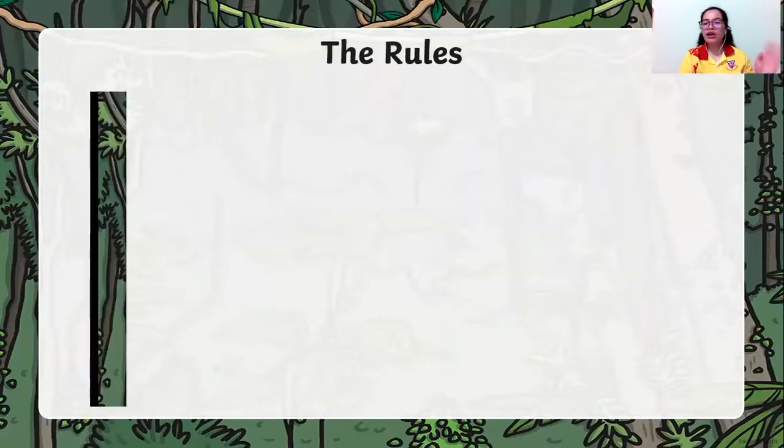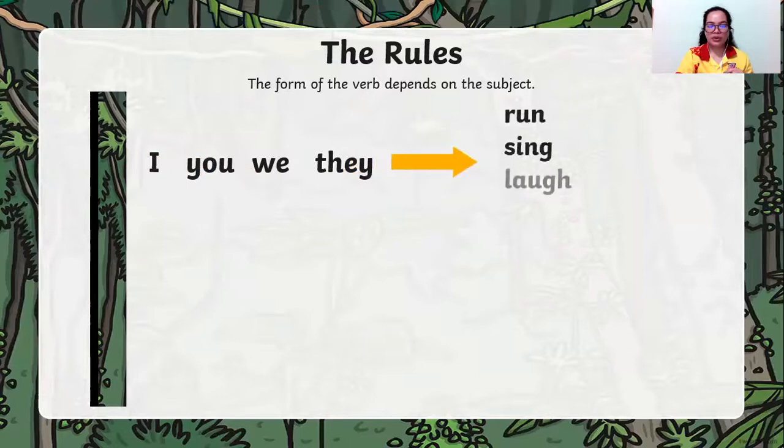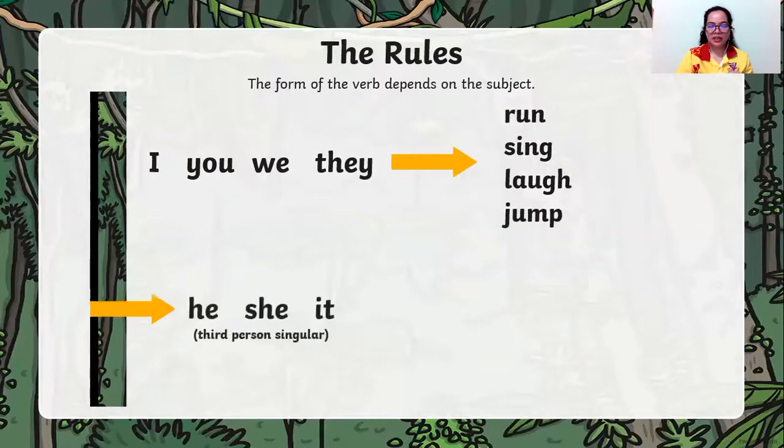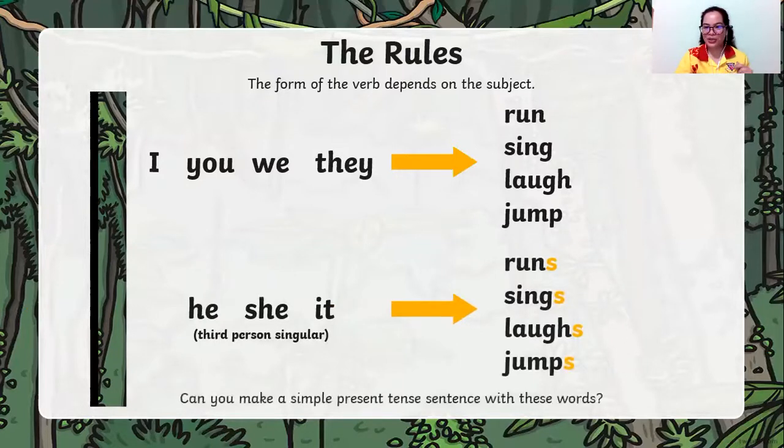Rules. Okay, so although we have that singular pronoun have S on the verb, plural pronoun doesn't have an S, but we also follow the rules. When are we going to have an S with our verbs? Okay, the form of the verb depends on the subject. I, you, we, they. Okay, we use run, sing, laugh, and jump. He, she, it are our third singular pronouns. Okay, so this is the rule.